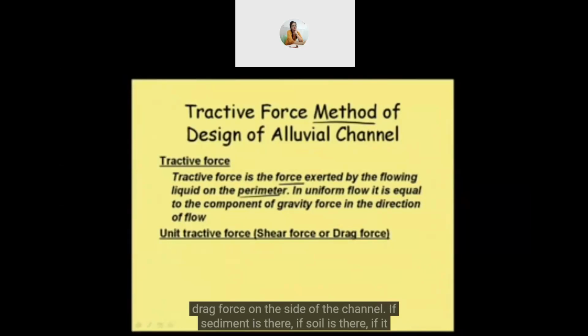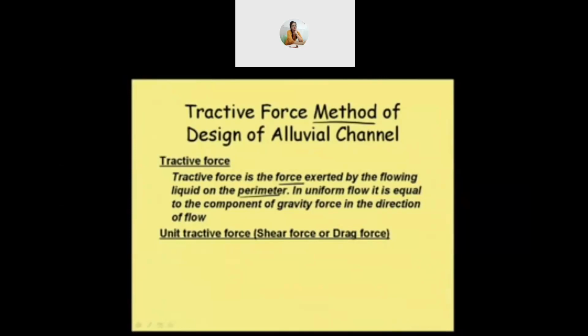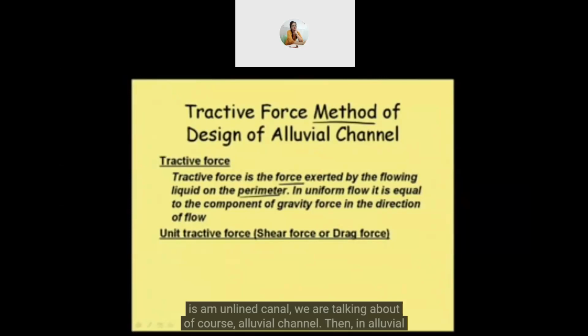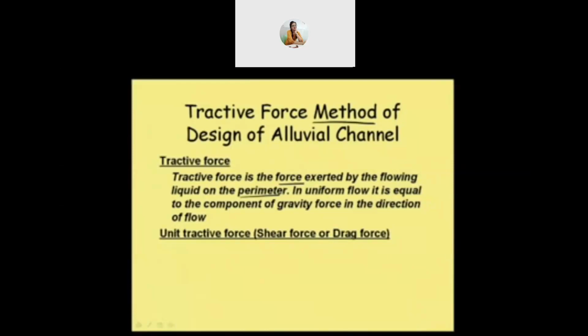And if sediment is there, if soil is there, if it is an unlined canal, we are of course talking about an alluvial channel. Then in an alluvial channel, the drag force will be exerted on the soil particles, of course. So that is called tractive force.